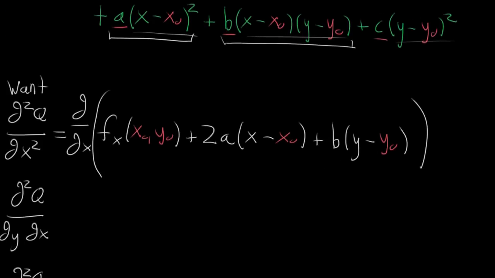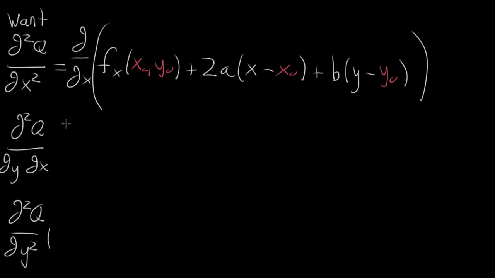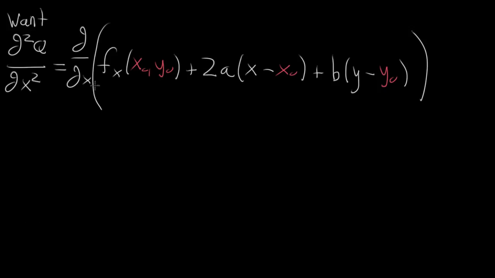And now we do it again. Now we take the partial derivative with respect to x, and maybe I should actually clear up even more of this guy. And now when we take the partial derivative of this expression with respect to x, f sub x of x naught y naught, that's just a constant, so that goes to 0. 2 times a times x, we take the derivative with respect to x, and we're just going to get 2 times a. And this last term doesn't have any x's in it, so that also goes to 0. So conveniently, when we take the second partial derivative of q with respect to x, we just get a constant.